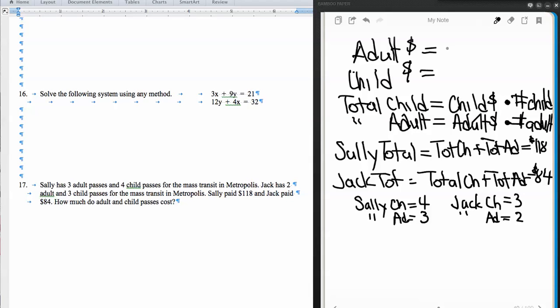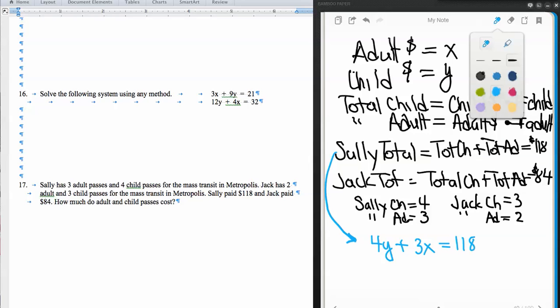Well, these are the things we don't know, so this is where I'm going to fill in variables. So child, I'm calling y. I'm going to write Sally's equation in blue here. So we're going to have Sally's equation looking like the total child. That's the child value, which is y, times the number of children that she has, which is 4y, plus the total adult pass, which is the number of adults times the adult value. So the number of adults for Sally is 3 times the x value, and that was $118.